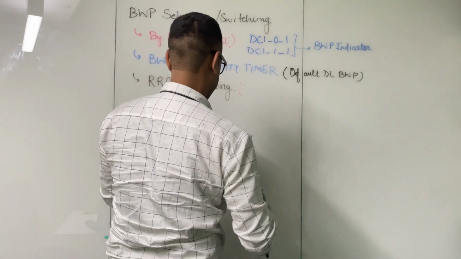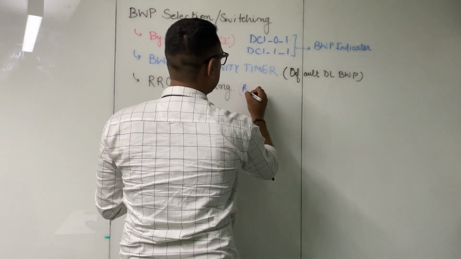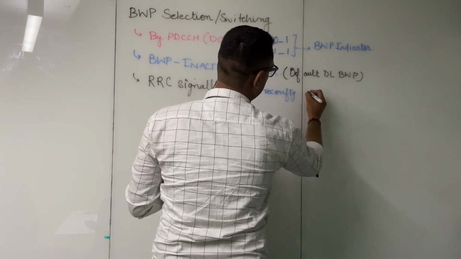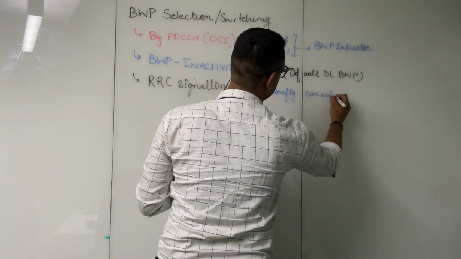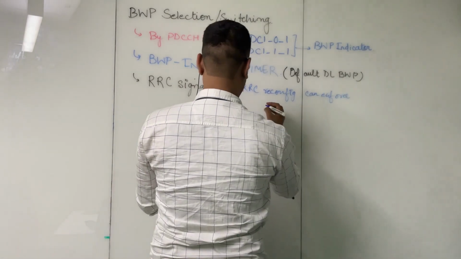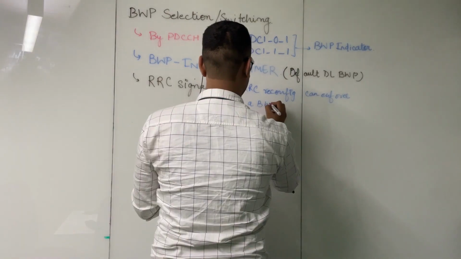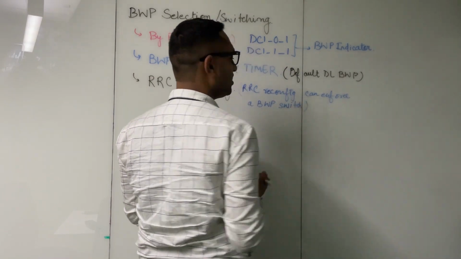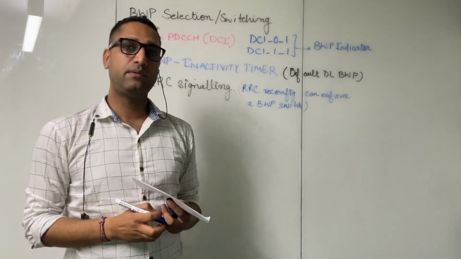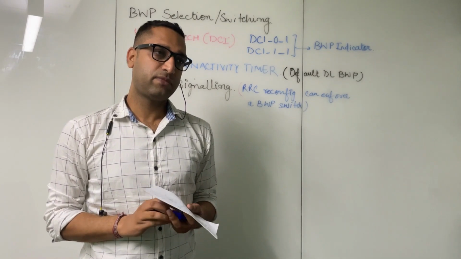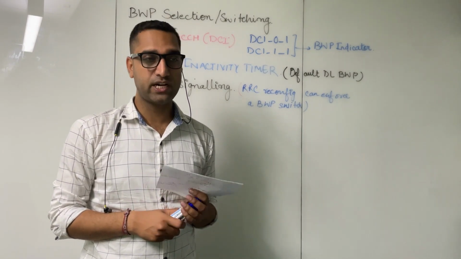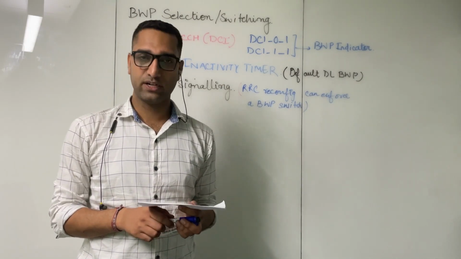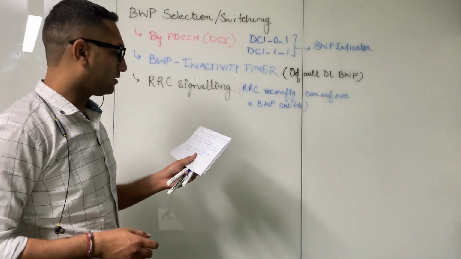So basically, RRC reconfig can enforce a BWP switch. As we all know, the RRC reconfiguration is a multi-purpose message. It is used during initial attach, it is used during handover, it is used for measurements also. So this is one other use.